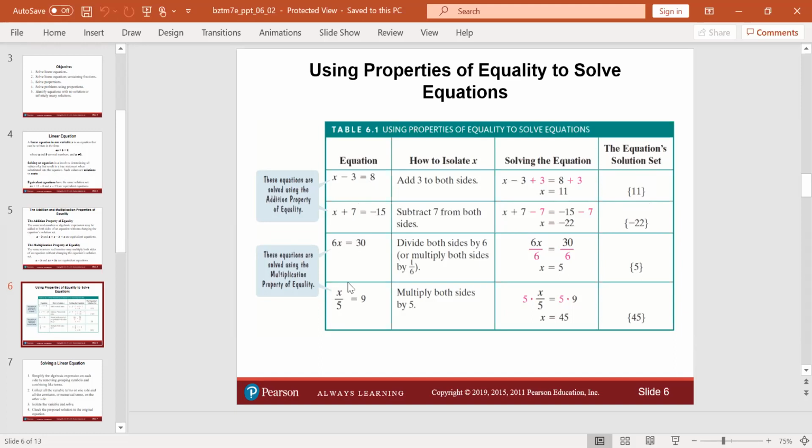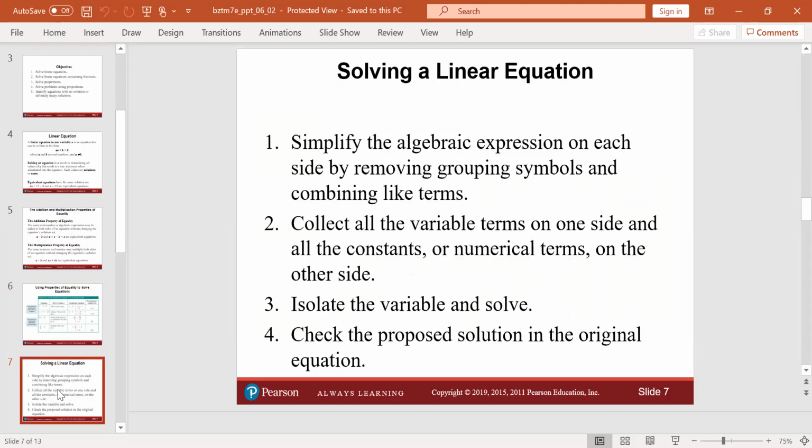6x and whatnot. What if you've got both of them going on? What if you don't just have one thing you've got to do, but you've got to do 2 things or 3 things or 4 things? Well, that's going to be okay. It's not going to kill us. Our goal is ultimately to isolate the x.